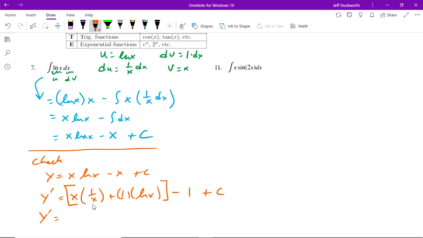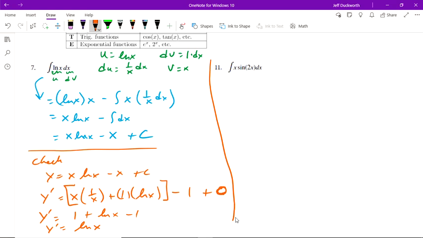So x over x is just 1. So this equals 1 plus ln of x minus 1. And actually, this is a 0, excuse me. Derivative of c is 0. So y prime is just equal to ln of x. So there's a check for you by taking the derivative to see, in fact, that x ln of x minus x, when we take the derivative of that, we do in fact get just ln of x.